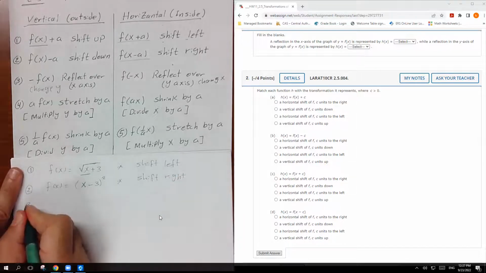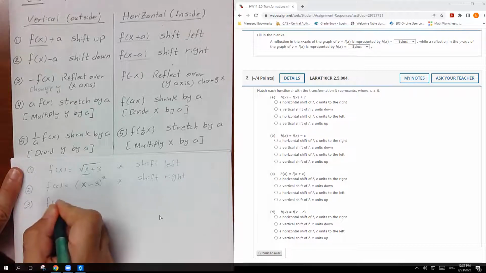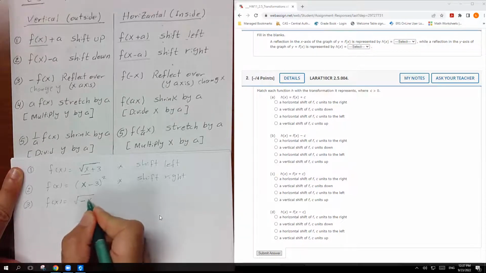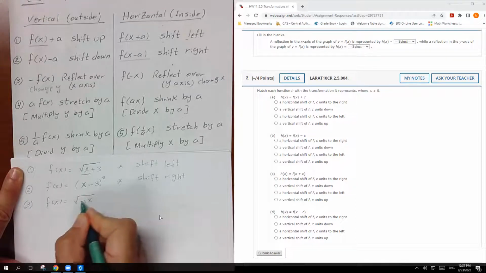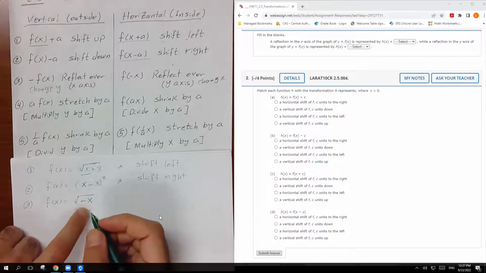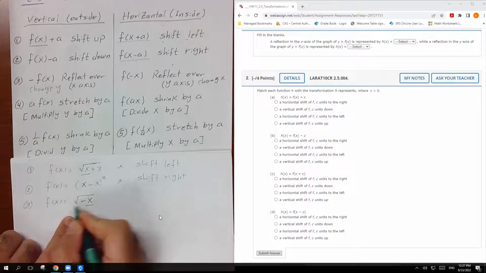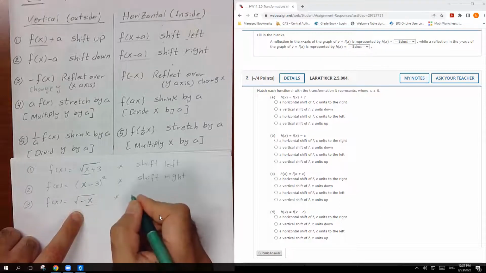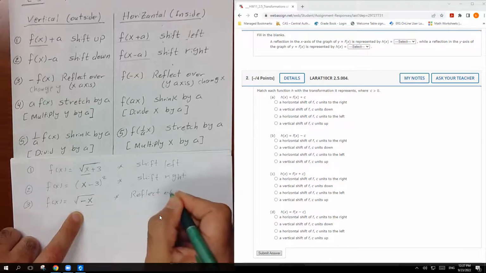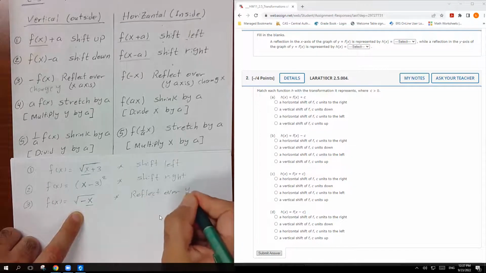Let's do another example. If you have f of x equal square root of negative x. The negative sign is inside, under the root. The basic function is the square root of x, but there is a negative sign under the root, so it's going to be reflect over y-axis.